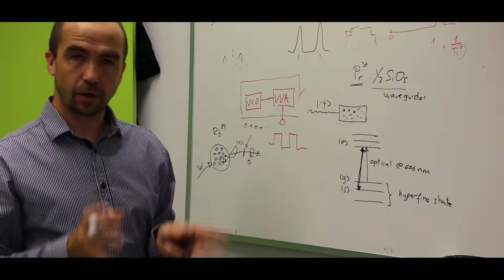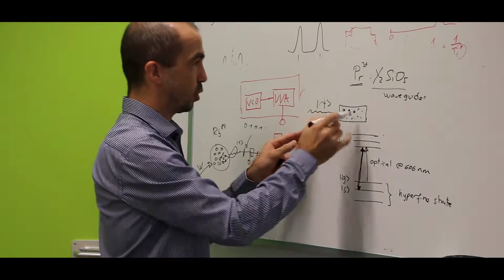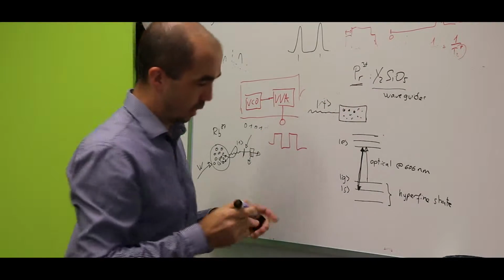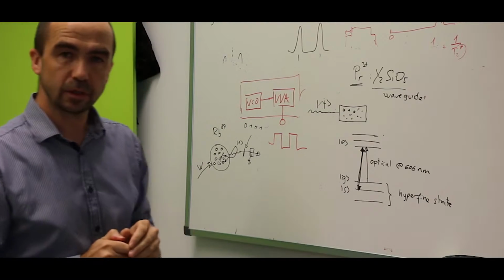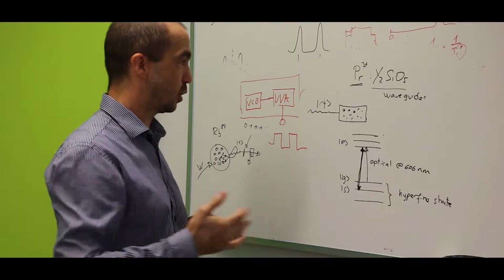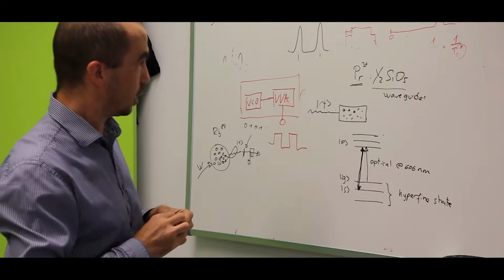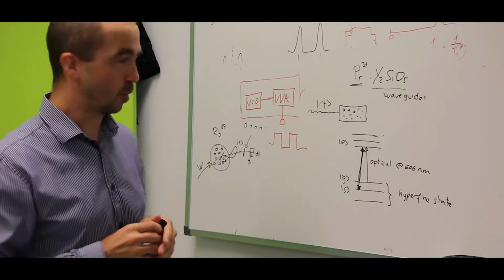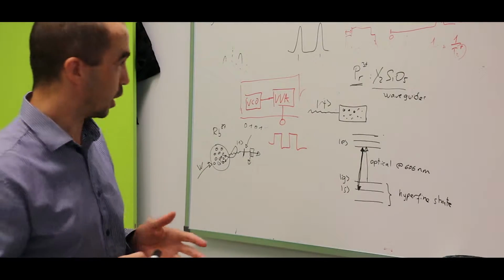So the crystal is transparent to the light, but the light is absorbed now into these praseodymium ions. And the very nice point about these rare earth ions is that they have fantastic coherence properties in the crystal, because they are very well protected from the environment. They can keep their coherence for a very long time.